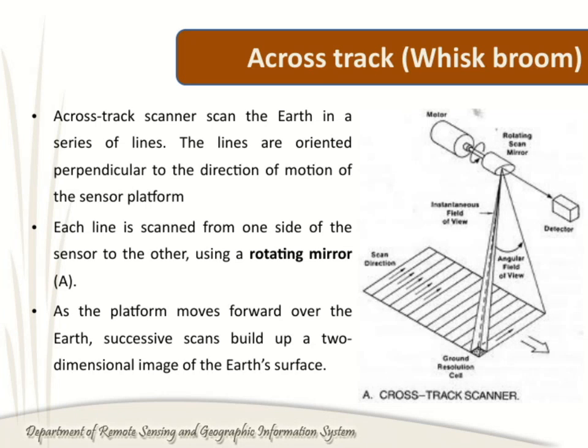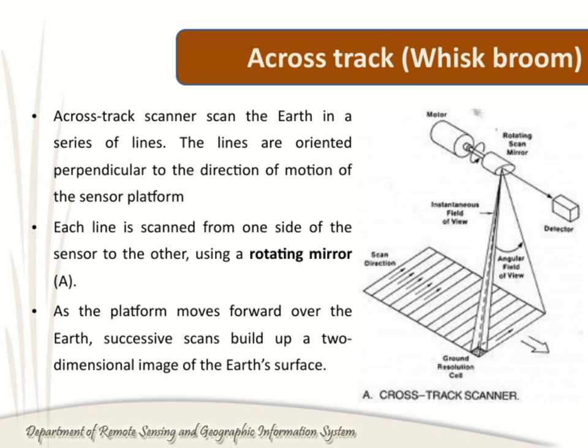Across-track, or what we call a whisk broom, refers to how the scanner observes the Earth in a series of lines. These lines are oriented perpendicular to the direction the sensor platform is moving. Think of it like sweeping across a surface in straight, side-to-side motions.